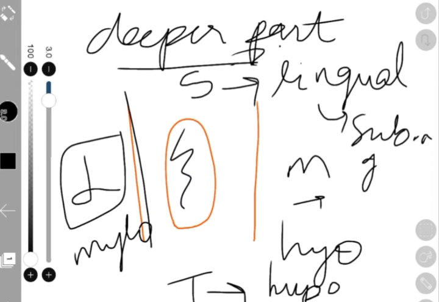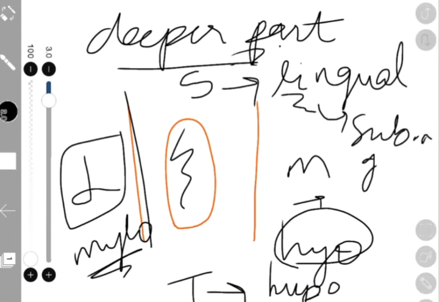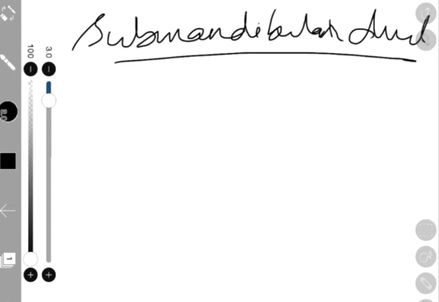That is, on the lateral side you will have the mylohyoid muscle. On the medial side you will have the hyoglossus muscle. Superiorly you will have the lingual nerve along with the submandibular ganglion, and inferiorly you will have the hypoglossal nerve. So this is about the relations of the deeper part. We will now see about the submandibular gland duct.